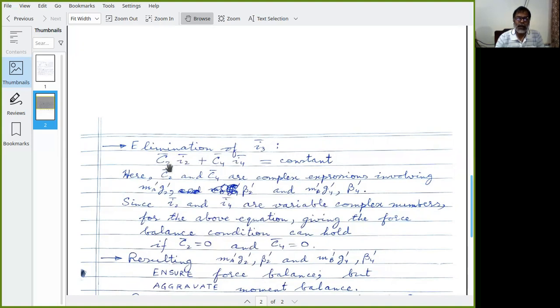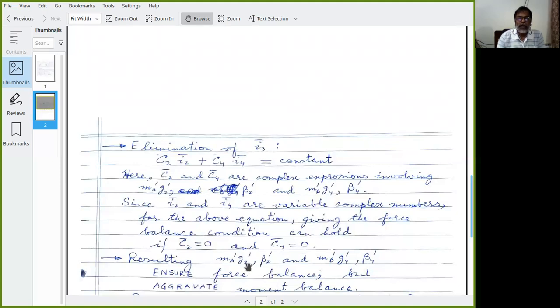What are these two expressions, C2 and C4? Full line long expression. And those two equations you try to solve, C2 equal to 0 and C4 equal to 0. And that will not be difficult, because there is not much of a solution if it is just a value.